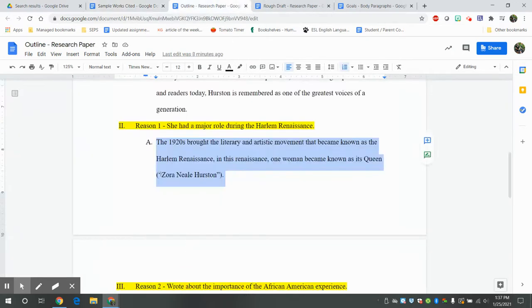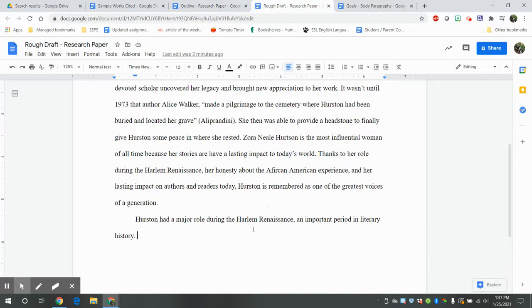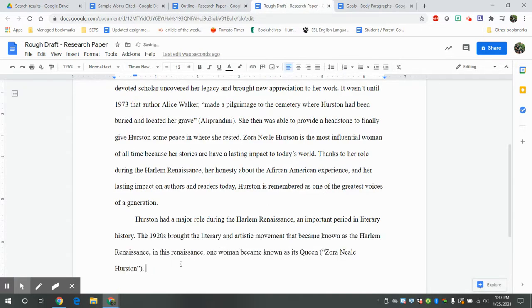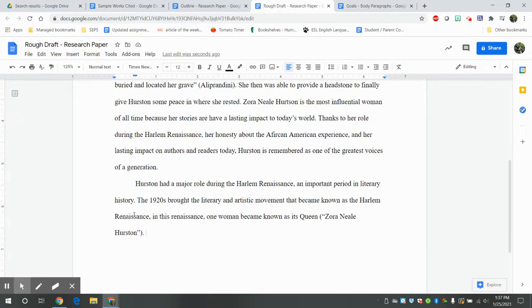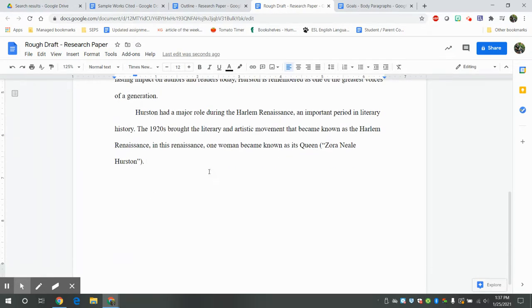So I've got my in-text citation here. I'm just going to copy this information and put it into my rough draft and figure out how to incorporate it. It looks like I need to do something to fix this, right? Hurston had a major role during the Harlem Renaissance, an important period in literary history, the 1920s, and it looks like I've already paraphrased this information. Since it's not in quotations, I paraphrased it, which means I can change this up again as long as I keep the essential information. This point is talking about how Zora Neale Hurston became known as the queen of the Harlem Renaissance. So I'm going to change my wording here to the 1920s.